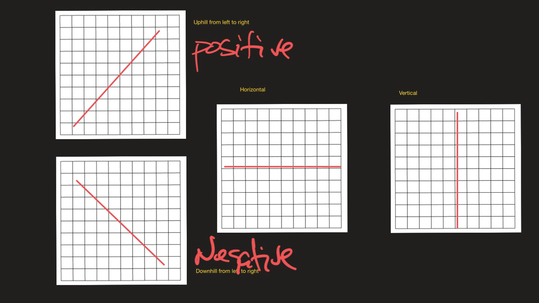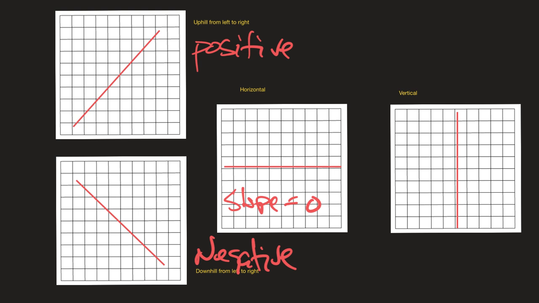Picture in the middle. That is a horizontal line. How steep is a horizontal line? How much steepness does a horizontal line have? Zero. The slope of a horizontal line is 0. You need to know that, okay?